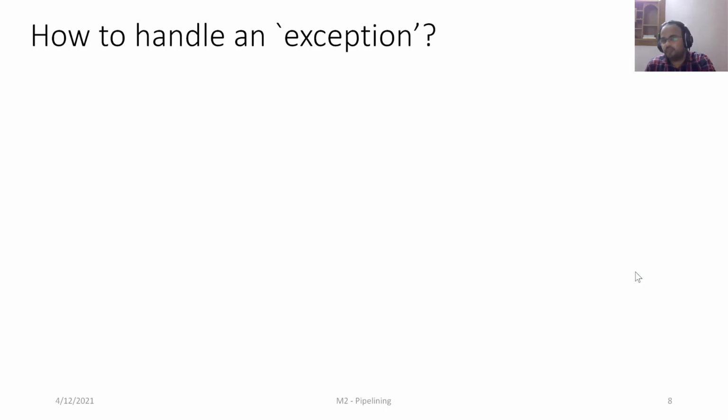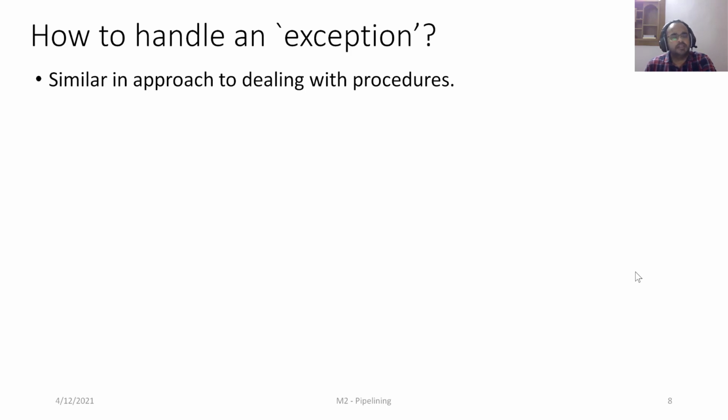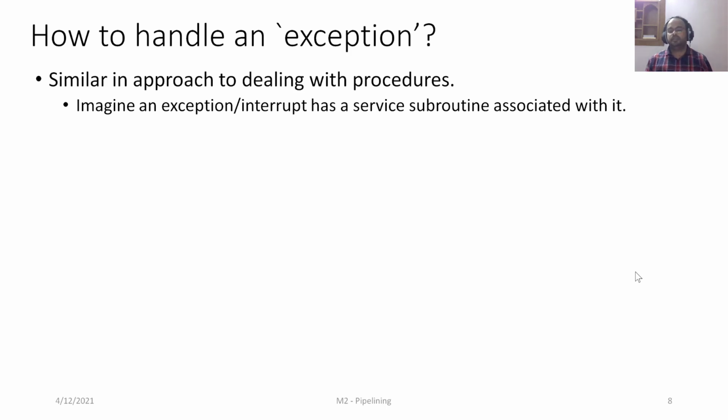Now, how do we handle any of these exceptions? Let's see how we'll do it. This is similar to the way we would handle procedures or functions in assembly, right? What we need to imagine is that there is some set of instructions that will be handling the exception that has arisen. When some particular exception has shot up, its subroutine is called. And once the subroutine is executed and the exception is resolved, we expect the control to come back to the user program. This subroutine is called interrupt service routine, ISR.